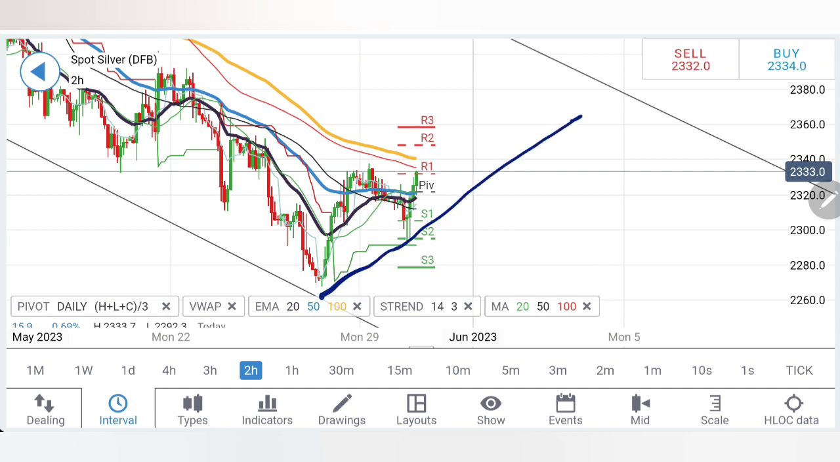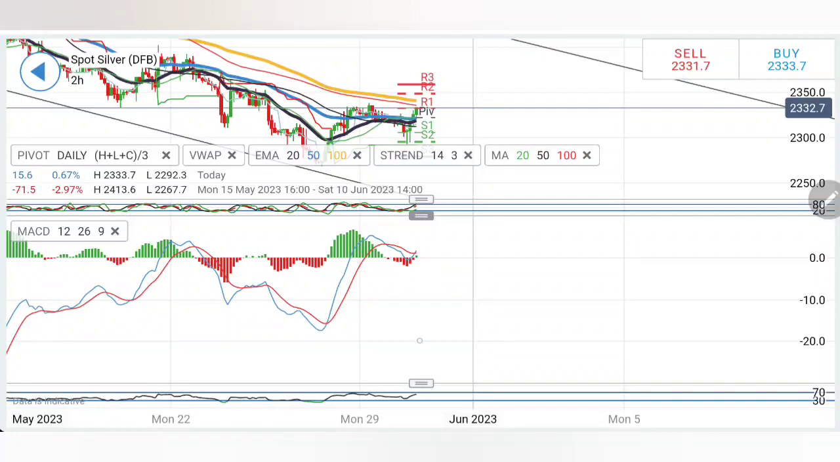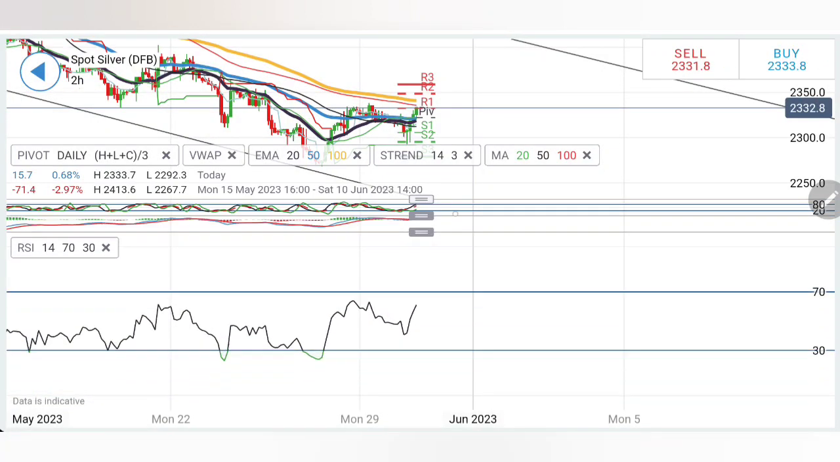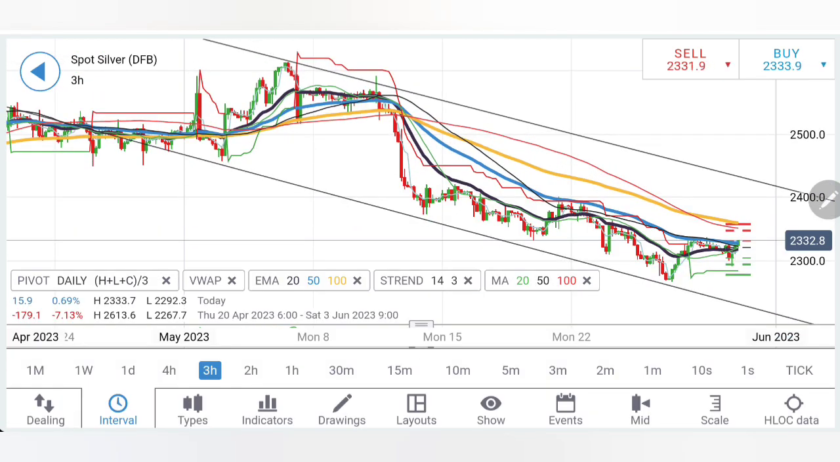You can see what it is trying to do. It is trying to create a channel. The highs of this channel on the hourly charts are above 2360 levels also, and hence above 2340, you can stay long on silver. See, stochastic has started to look upwards, and MACD is also trying to cross over for a buy entry, and RSI is also looking upwards, showing a little strength there.